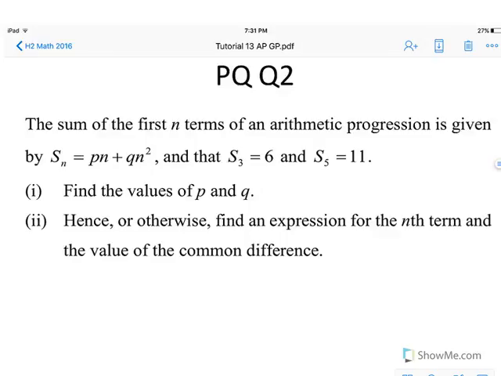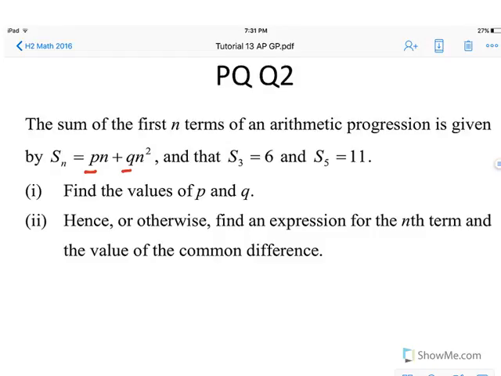So this is an AP question: find the sum of the first n terms of an AP, given that the sum of n is equal to Pn plus Qn squared. Here P and Q are constants, right? And the sum of 3 terms is equal to 6, and the sum of 5 terms equals 11. So from here you need to find the values of P and Q. How do we find them?